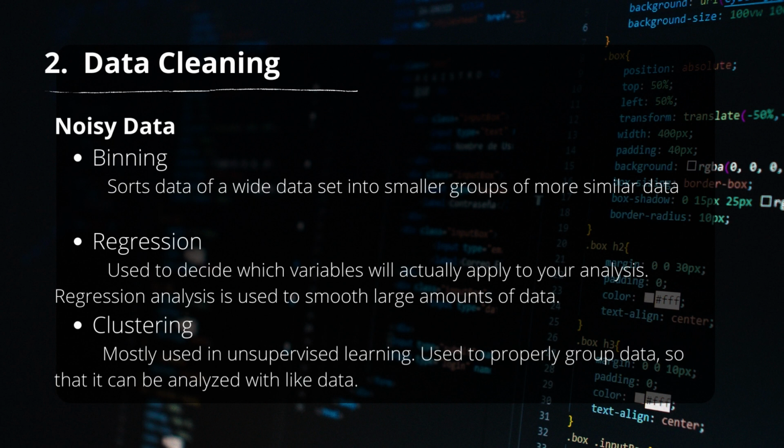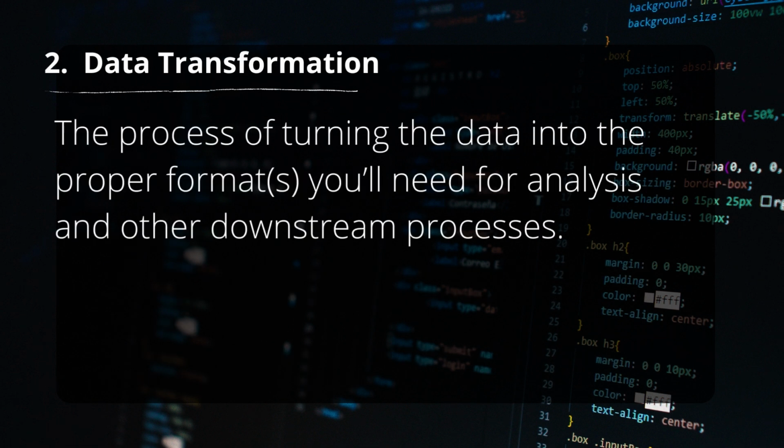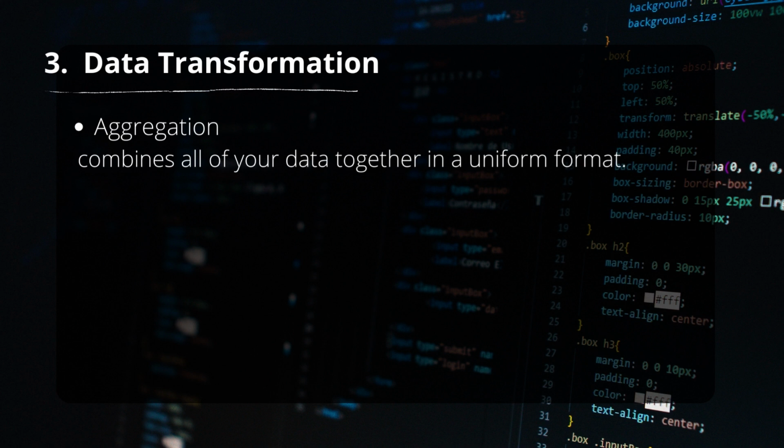The next place that our data will go to is data transformation. With data cleaning, we have already begun to modify our data. But data transformation will begin the process of turning the data into the proper formats you'll need for analysis and any other process. In data transformation, we will look at 5 things. Number 1 is aggregation. Data aggregation combines all of your data together in a uniform format.